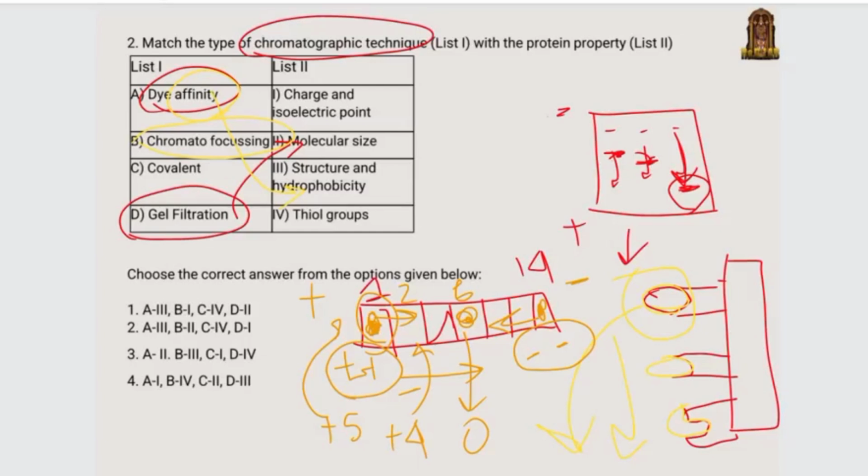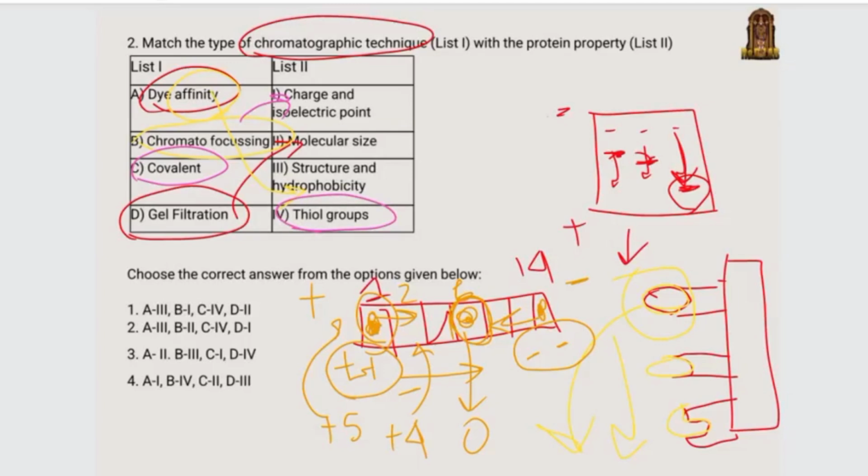So depending on that, in chromatofocusing you are able to determine the isoelectric point of your target protein. So chromatofocusing is related to charge and isoelectric point. Now the last one is the covalent bond. A very basic covalent bond is present at the thiol group.